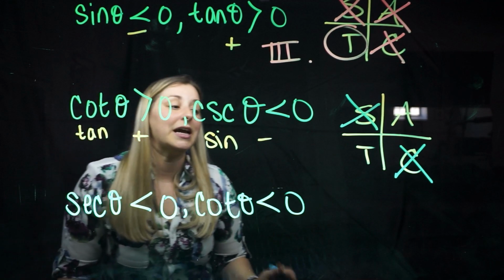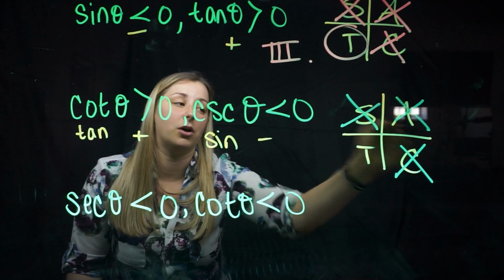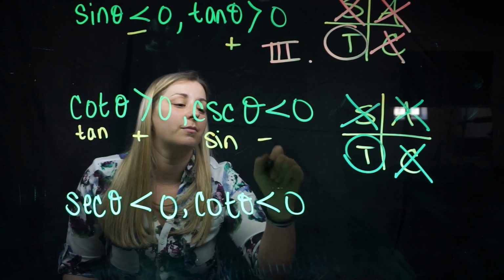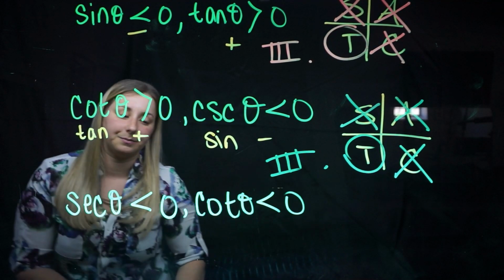Well, sine is negative, right? It cannot be in quadrant 1 because that's where it's positive. So it must be in 3 again.